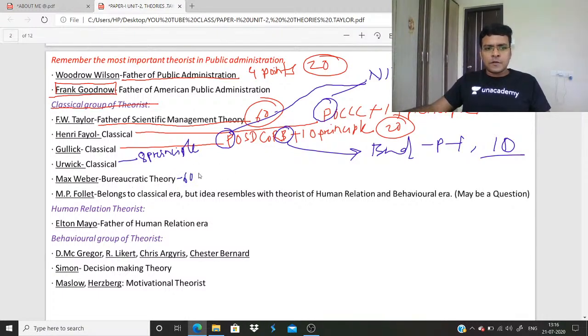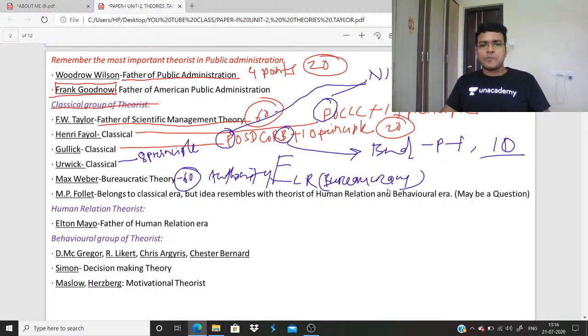So now Max Weber, bureaucratic theory. It is a 60 mark question. So Max Weber tells about authority, 3 types of authority: traditional, charismatic, legal rational authority. And in legal rational authority, the administrative system is bureaucracy.